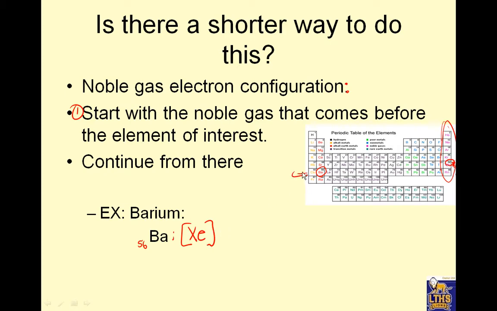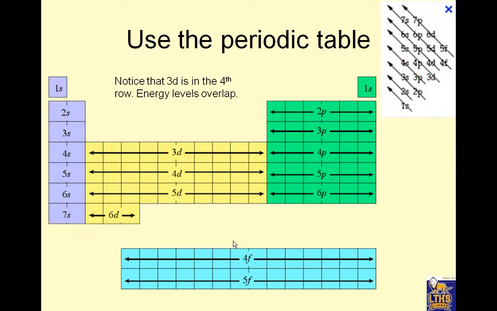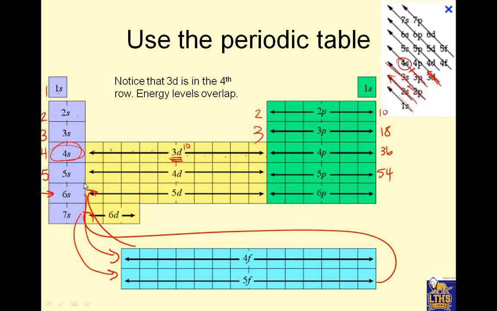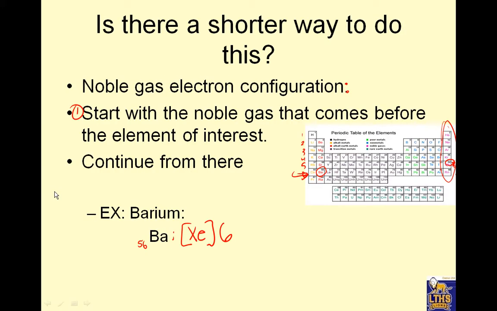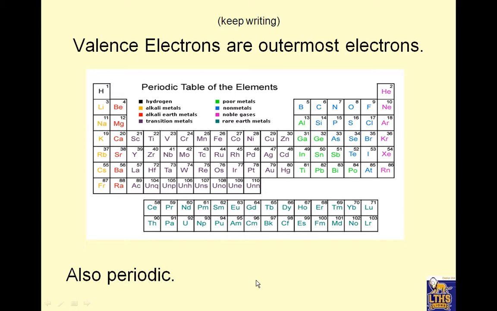So now I'm coming down to this row right here, which is 1, 2, 3, 4, 5, 6th row. So I'm at 6. If I go back to here, I'm like, oh, over here, it's going to be 6s. So I'm going to say 6s2, and that takes care of 54, 55, 56 electrons. It's called the noble gas electron configuration. It's shorter, and it's cool. You got to be able to do both. All right, so keep writing. There's a little more to go.